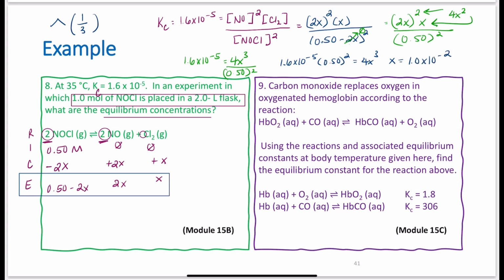Now, I haven't solved the question yet. This is just part of it. But I did use the 5% rule. So technically speaking, I'm supposed to check the 5% rule. The way I do that is I make sure that the value I got for x is insignificant enough that it can be ignored here. The way I do that is I just check it. I say, okay, is 2x less than 5% of 0.50? Why 2x? Because that's what I ignored. Why 0.50? Because that's what I ignored it from. So 2 times 1.0 times 10 negative 2 divided by 0.50.